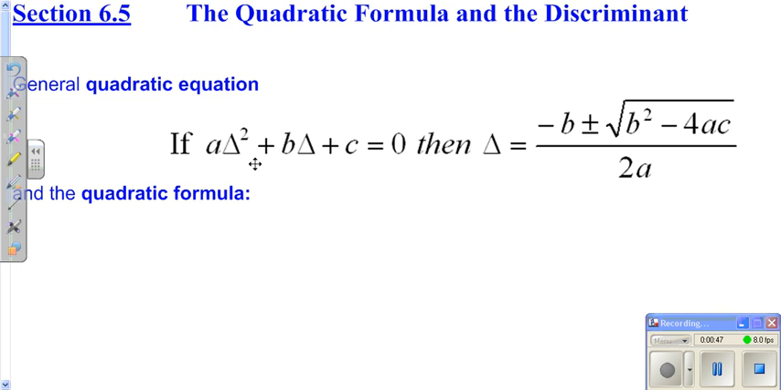If you have a quadratic equation, and remember, to solve it using your quadratic formula here it would have to be set equal to 0. A is always the number in front of your squared term, B is the number in front of your term to the first power, and C is the one that has no variables. Then you go the opposite of B, plus or minus the square root of B squared minus 4AC, all over 2 times A.